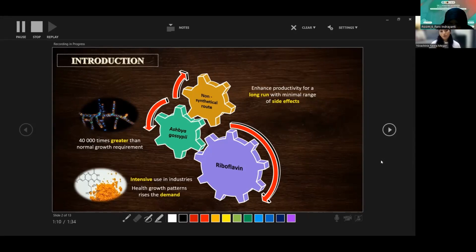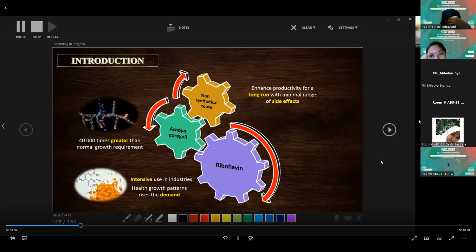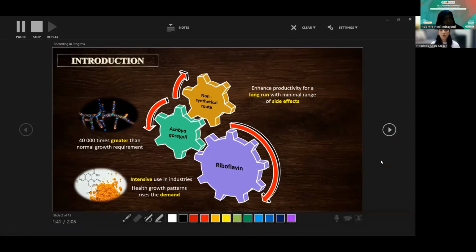So we have approached microbial production for large-scale cultivation of riboflavin. In that, Ashbya gossypii plays an excellent role as a riboflavin producer, as it has a special tendency to overproduce riboflavin, about 40,000 times greater than the normal growth requirement. By using this non-synthetic route and a recombinant strain of Ashbya gossypii, we are able to enhance productivity in the long run with a minimal range of side effects.